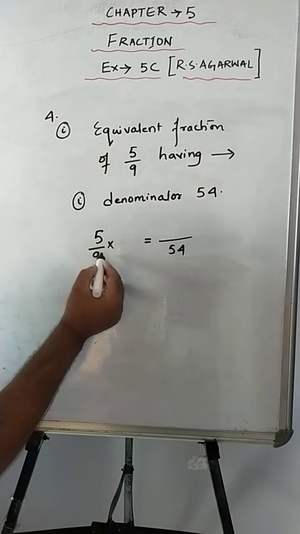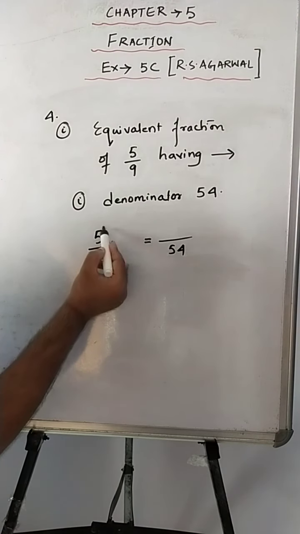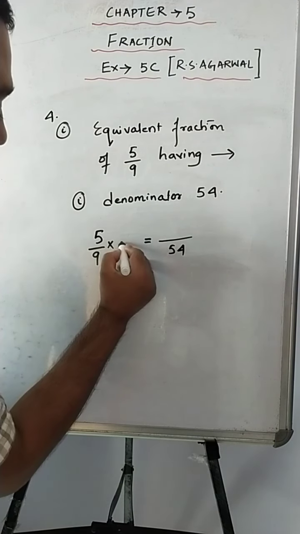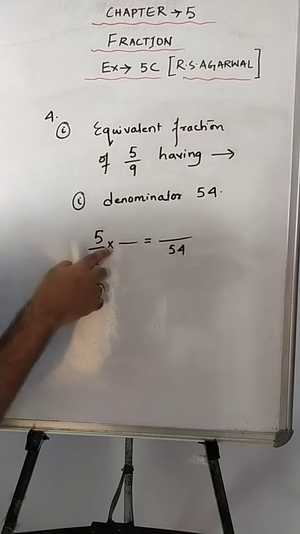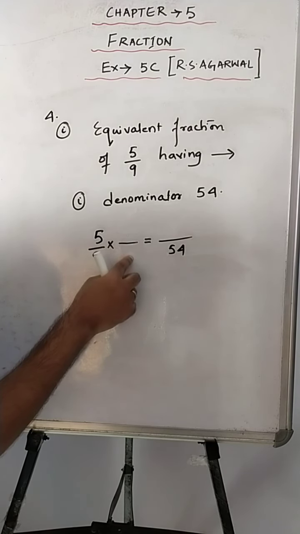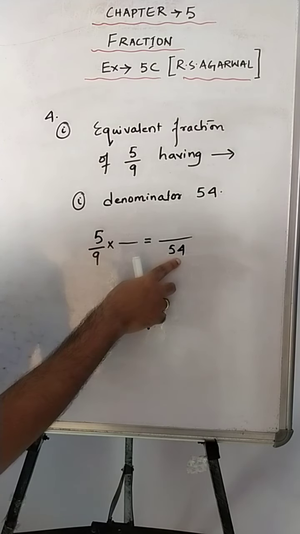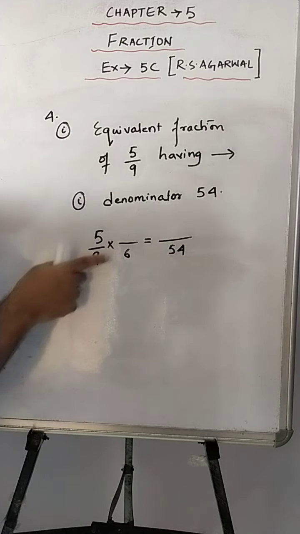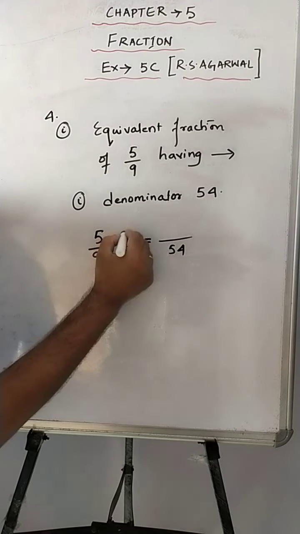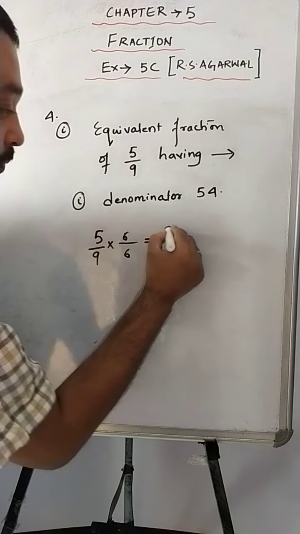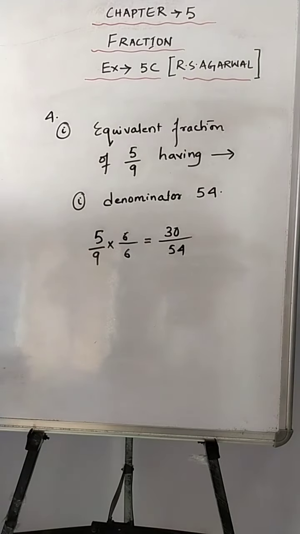Now in this case, in this fraction the denominator is 9 and we have to convert it into 54. You have already understood that we have to multiply. What is the required number that has to be multiplied with 9 to get 54? Obviously it is 6. 9 sixes are 54. When you multiply 6 with the denominator, the same number you have to multiply with the numerator as well. So 5 sixes are 30. This is how exactly you do it.